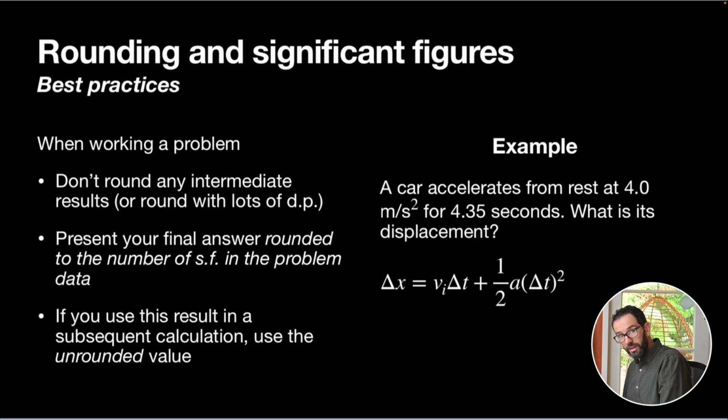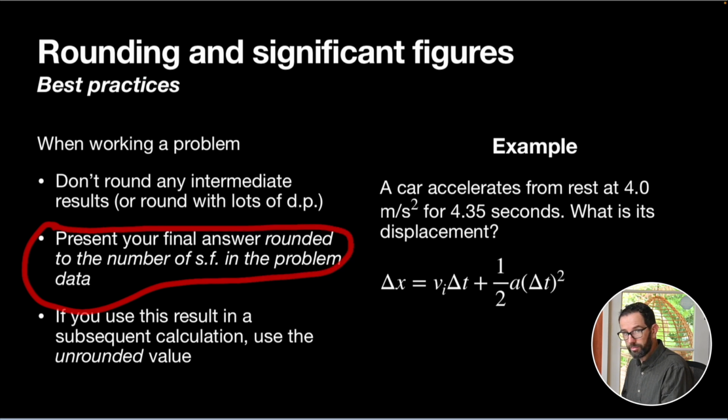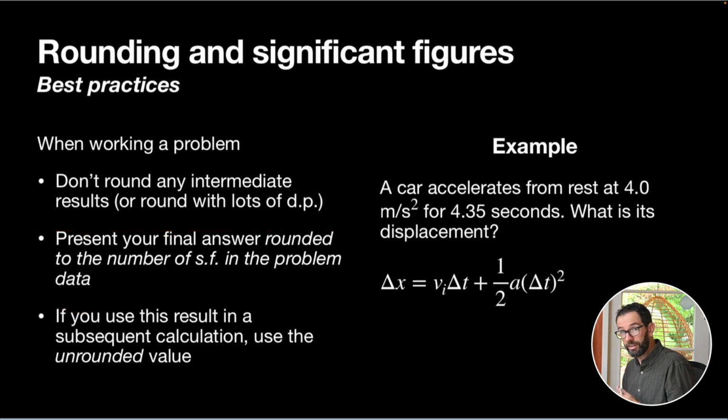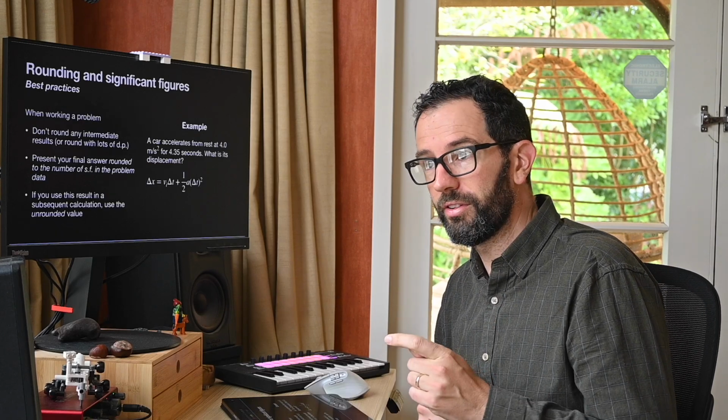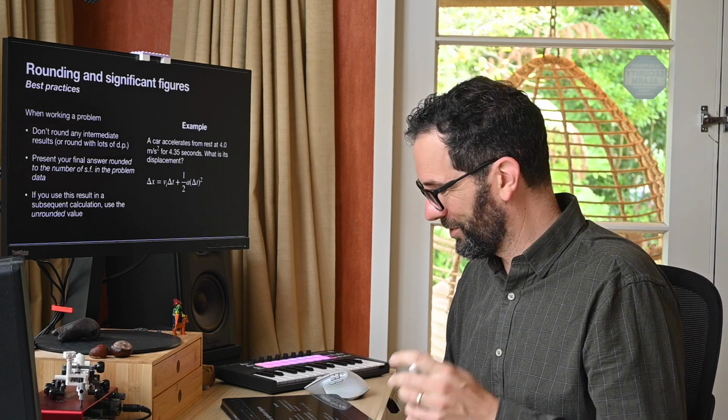And then when you get to your final answer, you'll present that rounded to the number of significant figures in the problem data. In particular, you'd round it to the smallest number of significant figures that was in your problem data, because you can't really be any more accurate than the least accurate thing that you've got in your data. We'll do an example in a second.